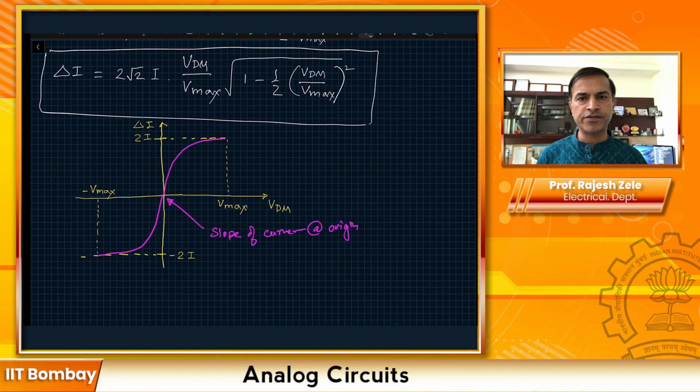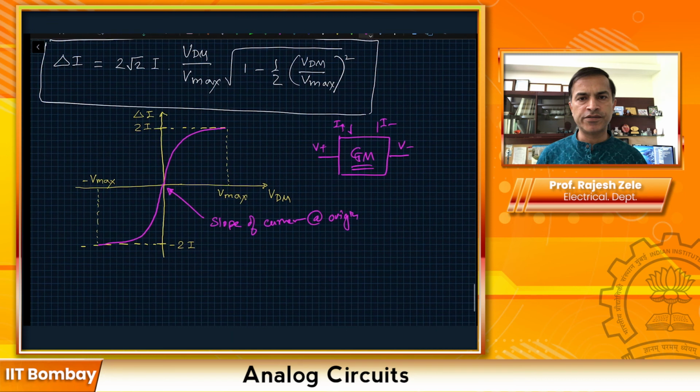You can think of this as a black box where I'm applying V plus and V minus, and then I have currents I plus and I minus, and I'm looking at the difference between the currents. So this looks like a GM, or transconductance. The transconductance, the GM of this cell, would be the slope of this curve at the origin. Let's figure out what that value is.